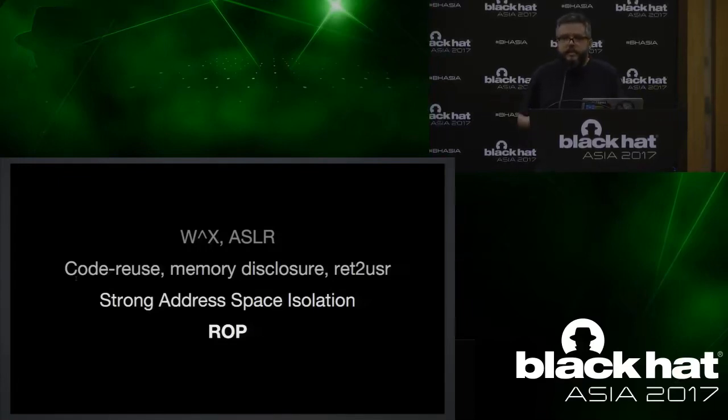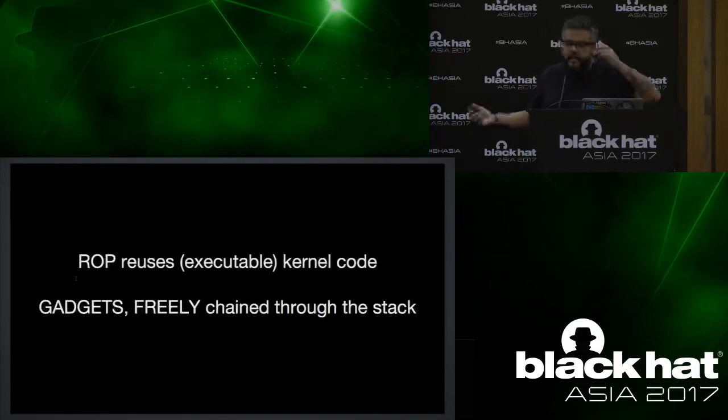So it's a code reuse attack, but we reuse it in a special way to achieve Turing-complete computation. As I said, it's going to reuse kernel code, and it's going to use a concept that we call gadgets. Gadgets are small instruction sequences which are ended by an indirect branch. When we are talking about ROP, we are normally talking about a return instruction. And these gadgets can be freely chained through corrupting the stack.